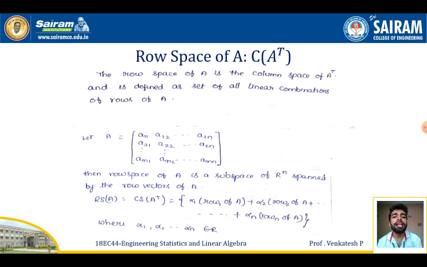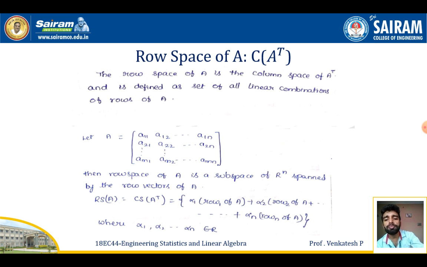Next is the row space of the matrix A. That is, we can find the column space of the A transpose matrix. The row space of A is the column space of A transpose and is defined as the set of all linear combinations of the rows of the A matrix. For example, with the same M cross N matrix A, the row space of A is the subspace of R power N spanned by the row vectors of A.